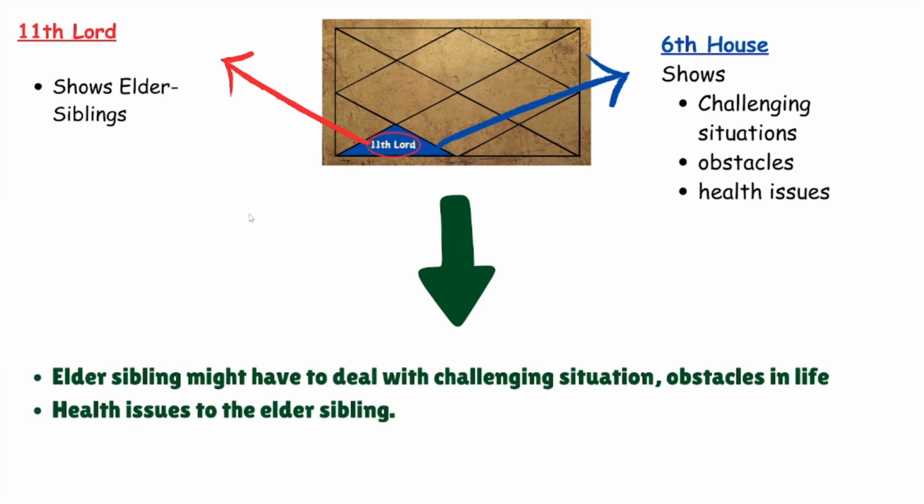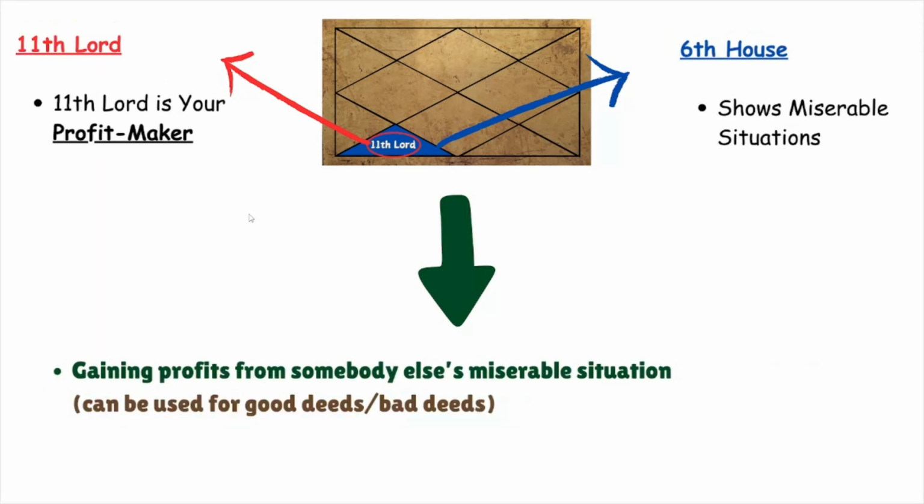11th lord shows your elder siblings, and the 6th house is a house of challenging situations, obstacles, health issues. So elder siblings might have to deal with challenging situations in life. Obstacles can be there in your elder sibling's life. Elder siblings also might have to deal with some form of health issue. Now, what form of health issue, for that planet, sign, aspect, everything needs to be seen.